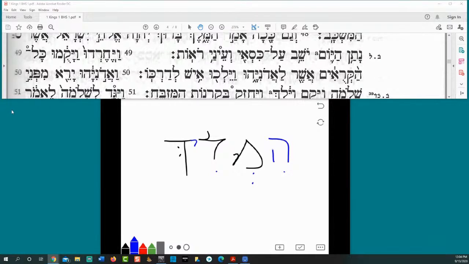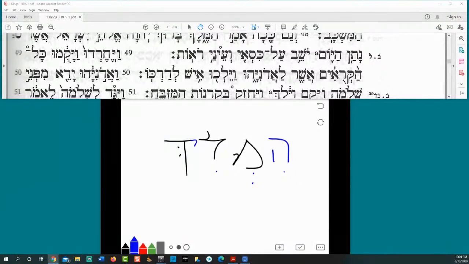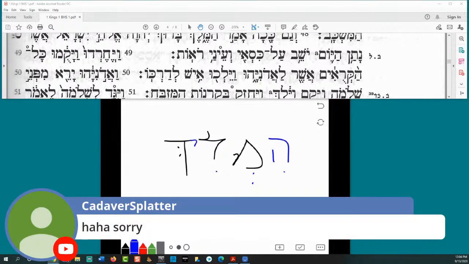Yeah, cadaver splatter. Yes, this is much more clinical. Maybe it's a matter of valency or participants. Yes, this is a beginner class, and I think cadaver knows that. You have participants that are in the sentence, or in the verbal idea. So if you increase the valency by one, but if you're here learning biblical Hebrew, that's a little too much. So just think, no. He says sorry. No, that's absolutely right.